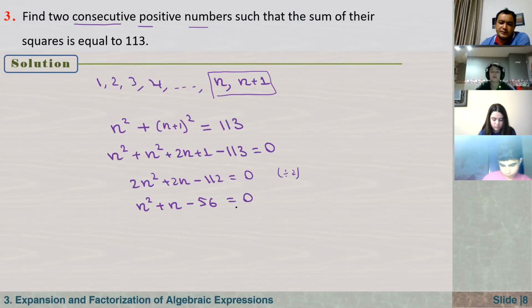is equal to 0. As you see here, the coefficient of n squared is equal to 1. So we just need to find two numbers whose product is negative 56 and their sum is 1. Musa, can you tell me two numbers whose product is negative 56 and their sum is 1?